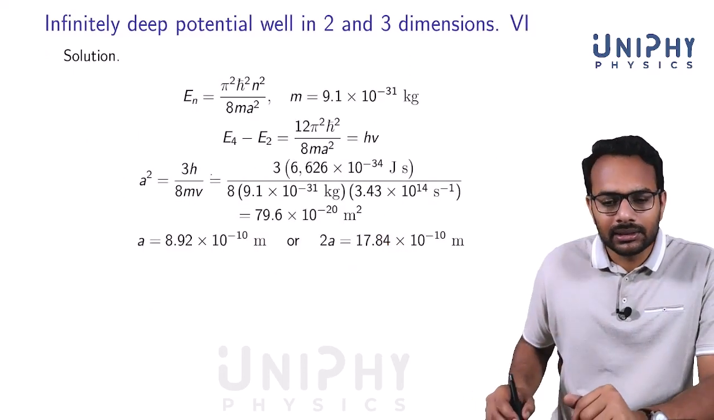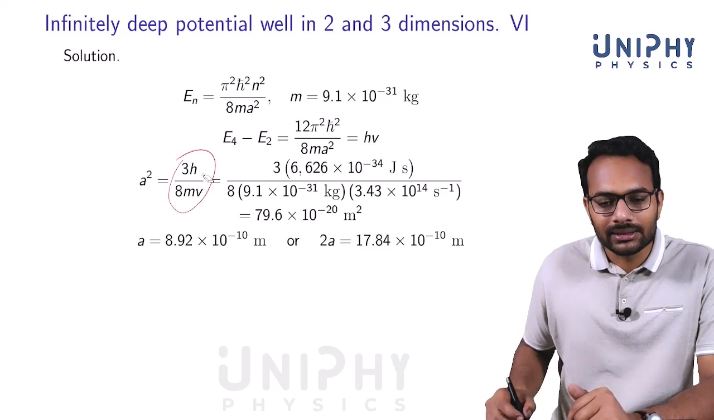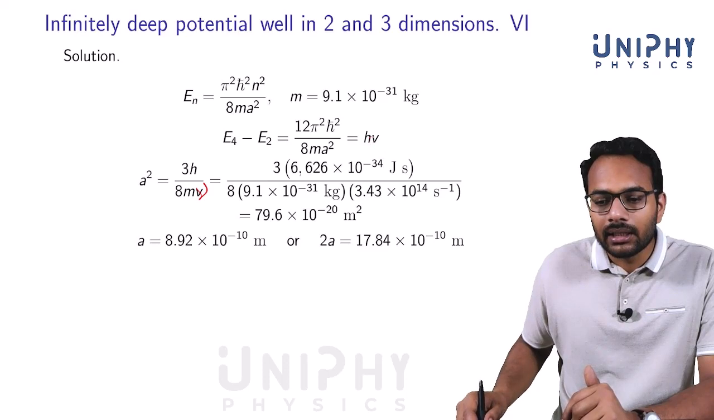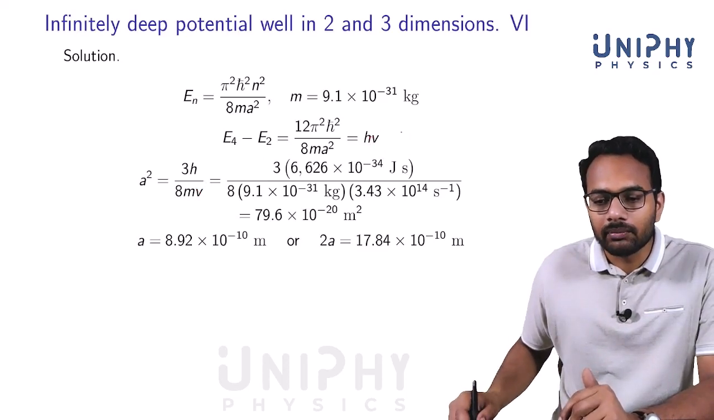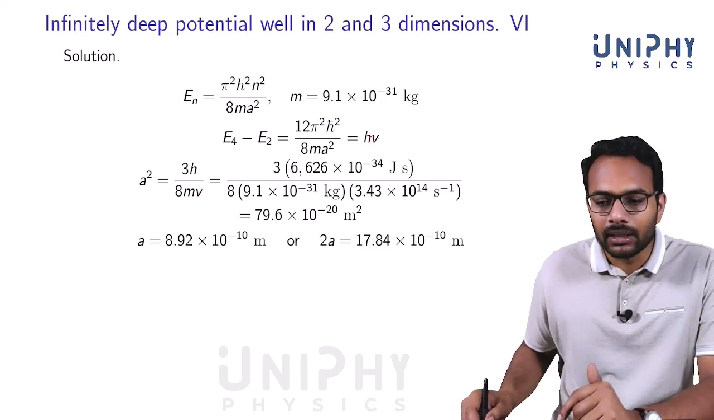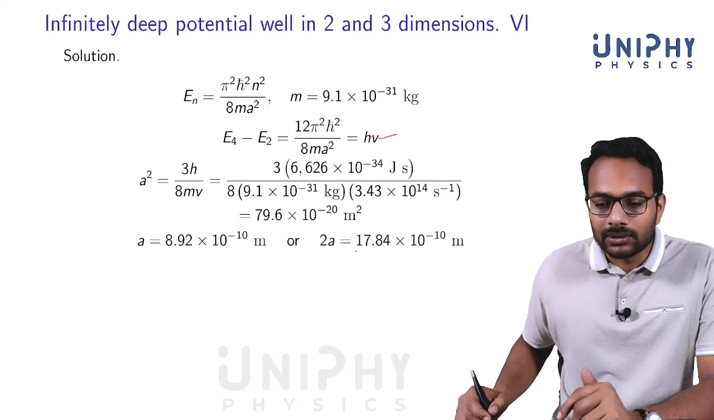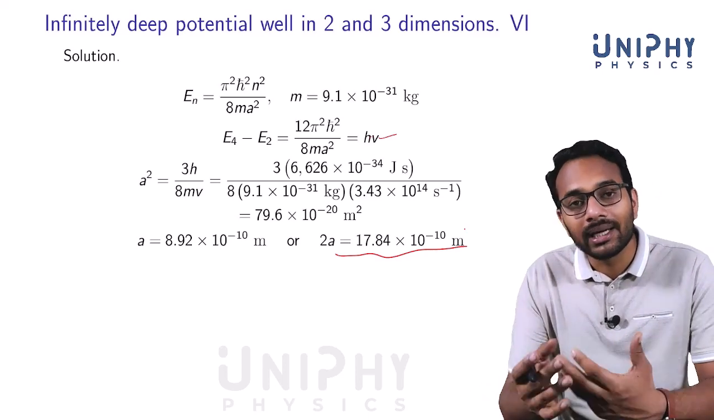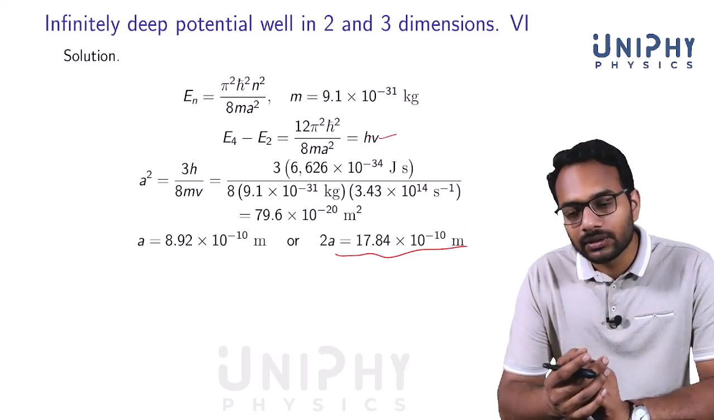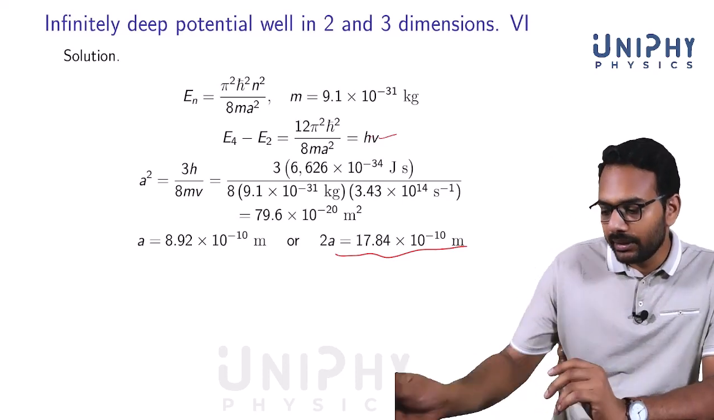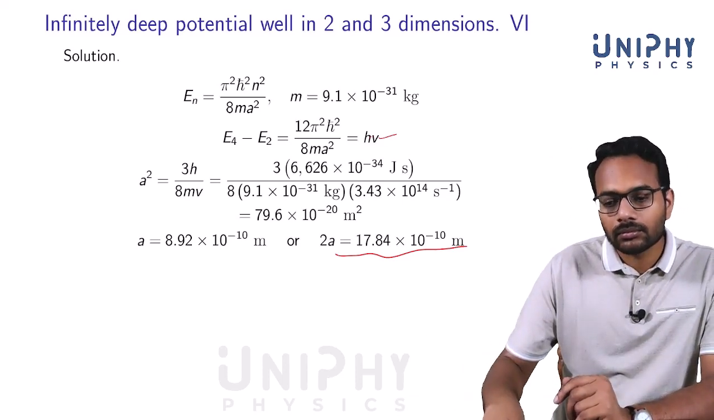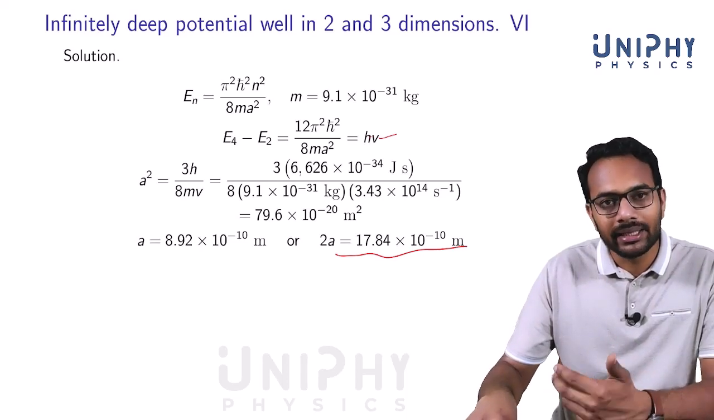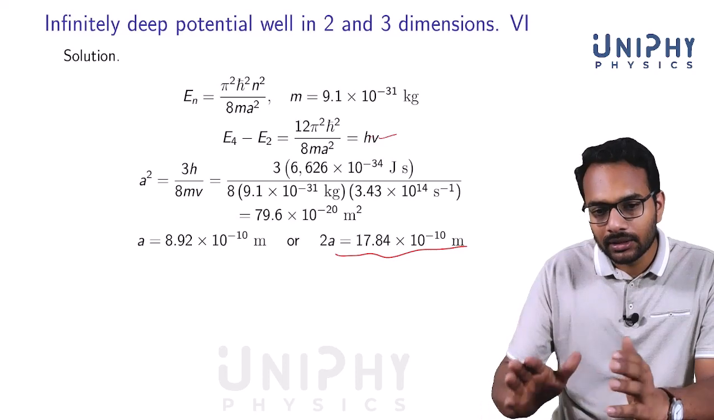So you just solve it. Finally, you see that a square is 3h divided by 8m nu. Let's write nu as the frequency, and then you see that twice a, that's the width of the box, is 17.84 into 10 raised to minus 10 meter. Actually, it's 1.7 into 10 raised to minus 9. So it's in the nanometer range, the width of the box.